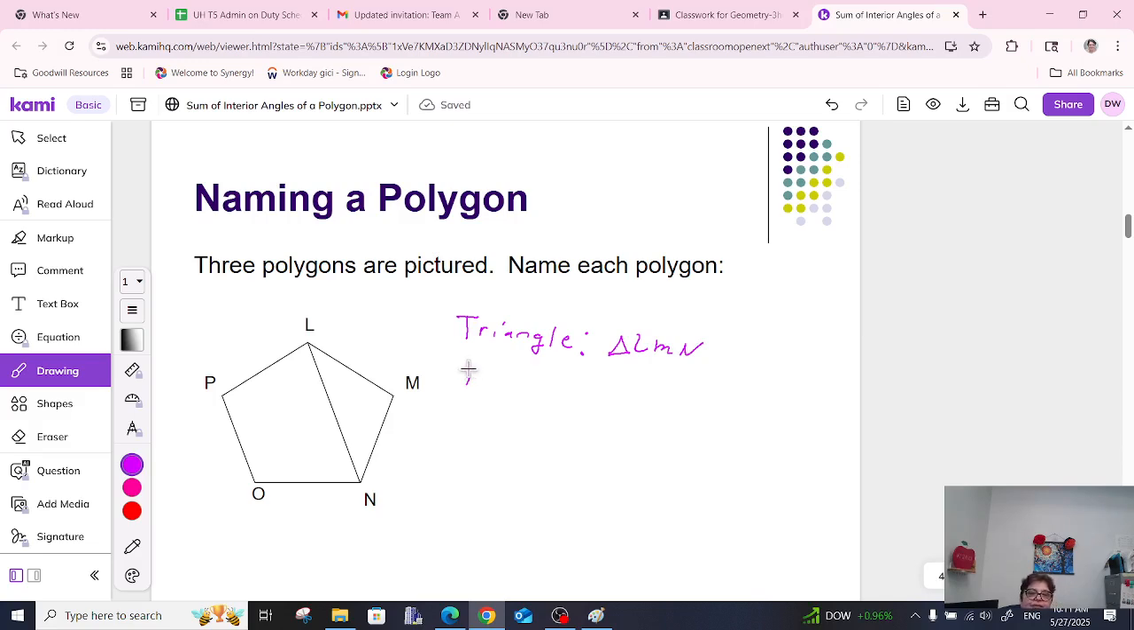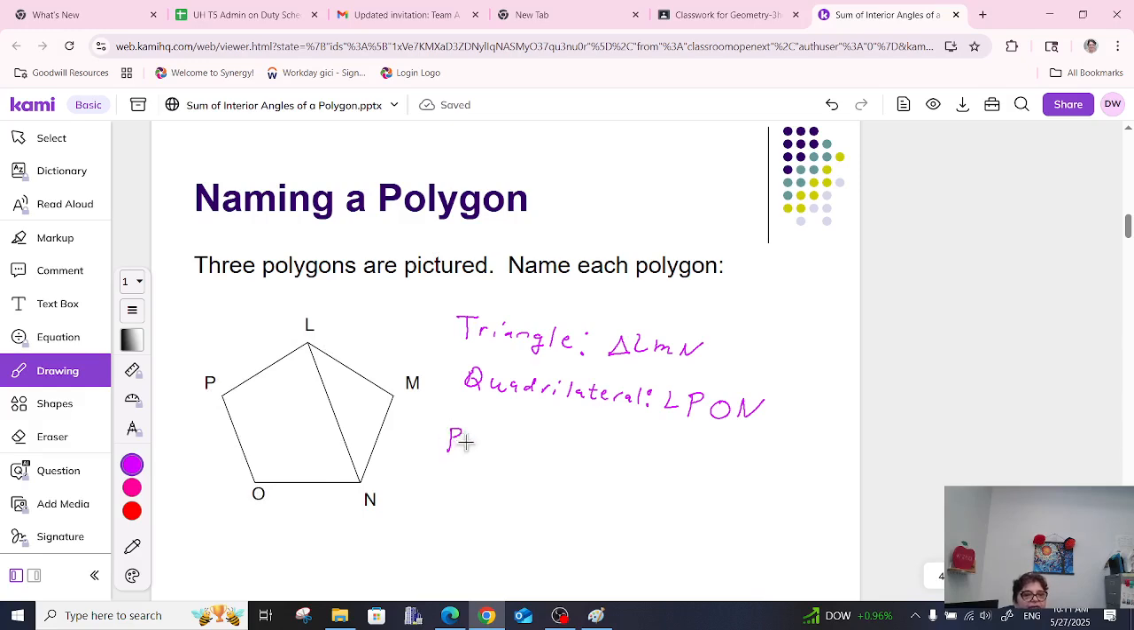Okay, how about the quadrilateral? I really don't know if it is a parallelogram, so I'm going to just call it quadrilateral, which means four-sided, right? How am I going to label this four-sided figure? L P O N, right? If you started at L, you just had to go in order. I could also call it L N O P if I decided to go this way with it.